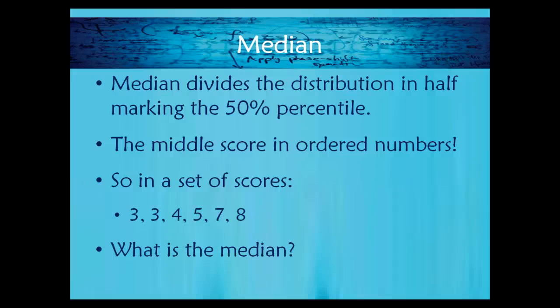So in a set of scores, what is the median? You have 3, 3, 4, 5, 7, 8. Well, it'd be somewhere between 4 and 5, so 4.5, because 4 plus 5 equals 9, and 9 divided by 2 is 4.5.